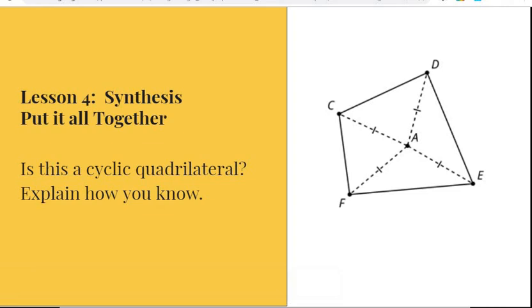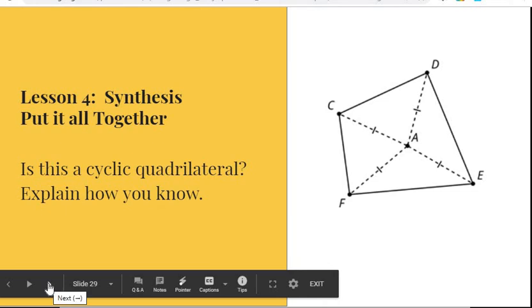And then, using the information, let's take a look at this quadrilateral CDEF and the diagram, the information they're sharing with us. Would this be considered a cyclic quadrilateral? And how do we know? Take a couple minutes and talk with your shoulder partner about this, with the people at your table. Would it work?